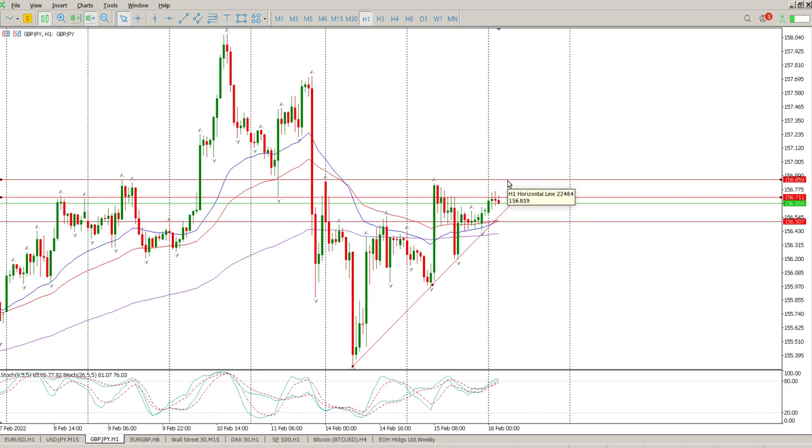So 156.711, very important to pay attention to. 156.859 is the other area to pay attention to. So if we start rejecting these areas and moving down, I'd want to see a break below 156.500 to contemplate shorts. So that would be a break of this trend line. I just want to see a break and retest of that for a move to the downside.